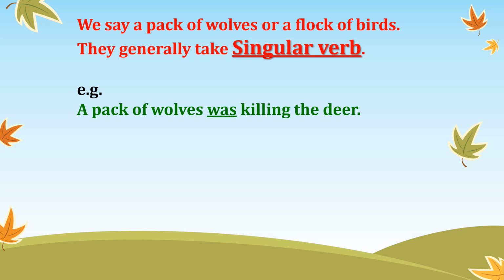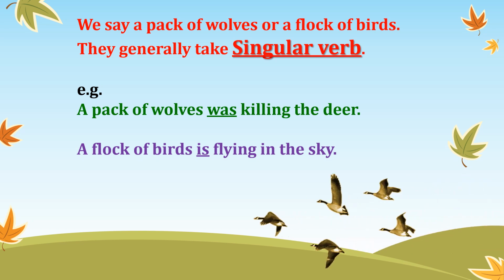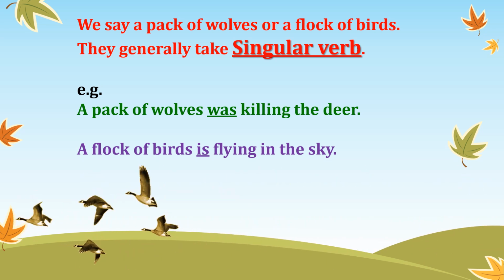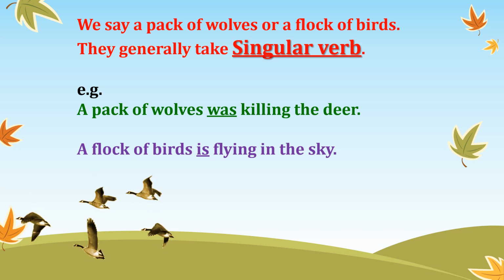So, a pack of wolves was killing the deer will be used here. Let us take another example. If we are talking about a flock of birds, that means we want to talk about a group of birds together. So we will say a flock of birds is flying in the sky. Here again, we are considering it as one group, so we are going to use a singular verb with it.